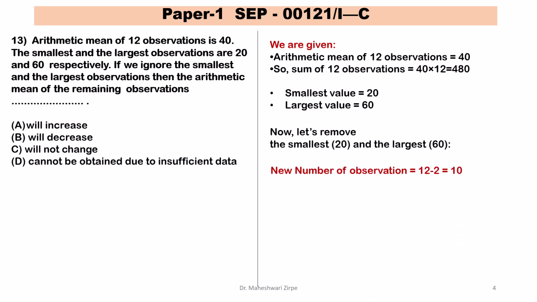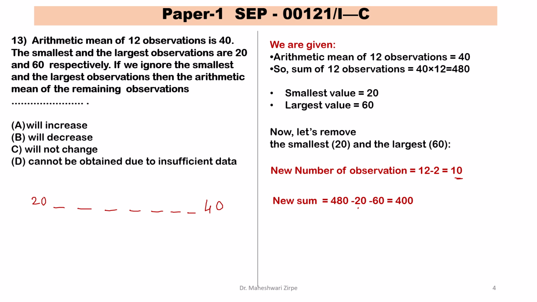So what are you going to do? The new number of observations we will get is 10, as I had shown previously also, that if 20 is the smallest number and 60 is the largest number, in between there will be 10 observations. Correct? So your new number is 10. Next we have to subtract 20 and 60, that is 80, from 480. So when you subtract 80 from 480, it will be 400. So the new sum will be 400.